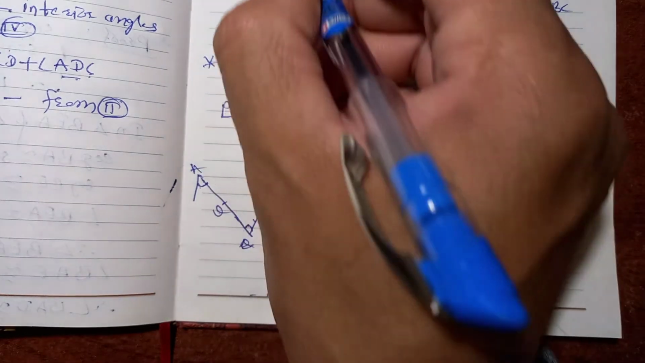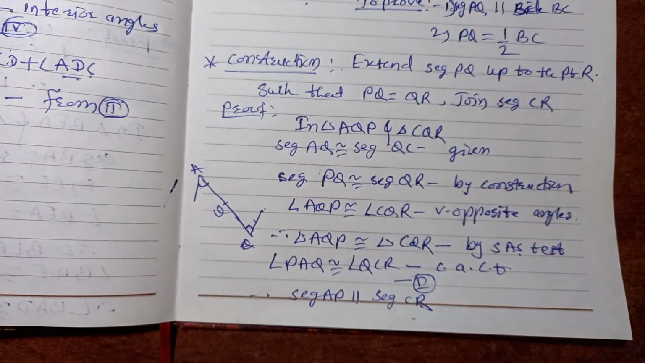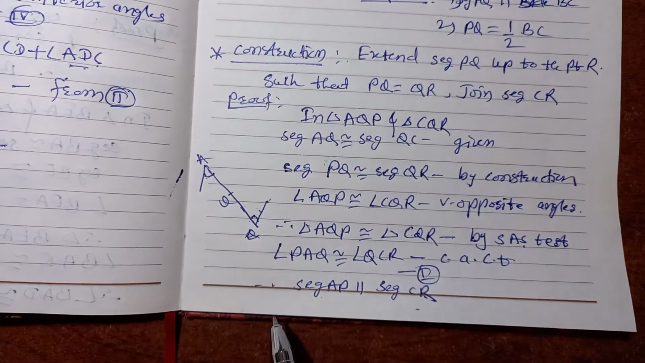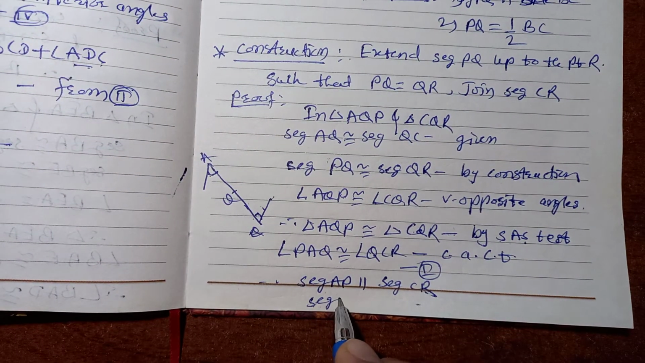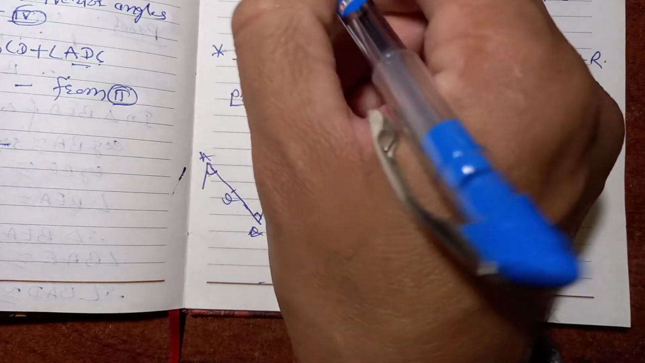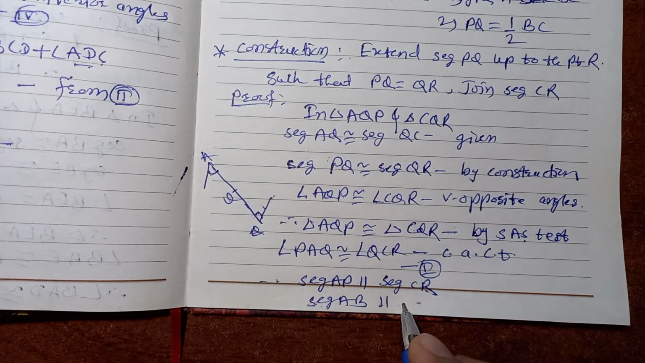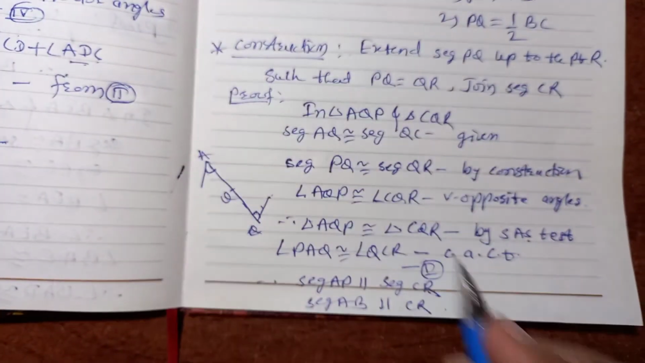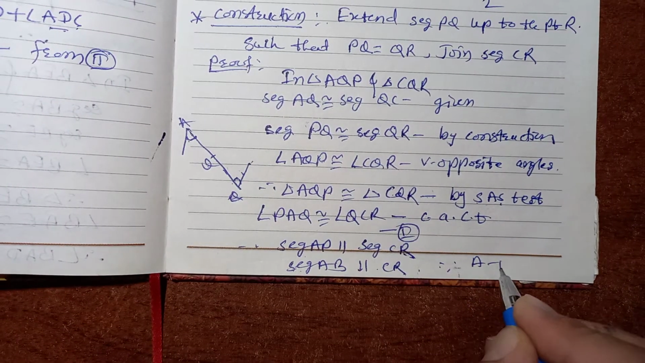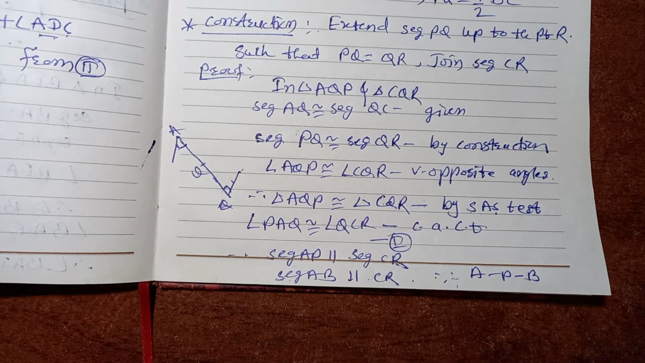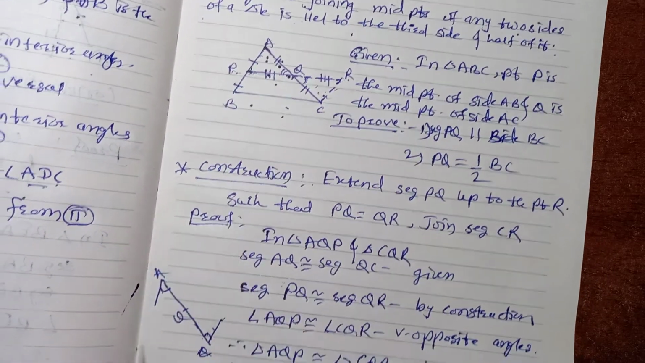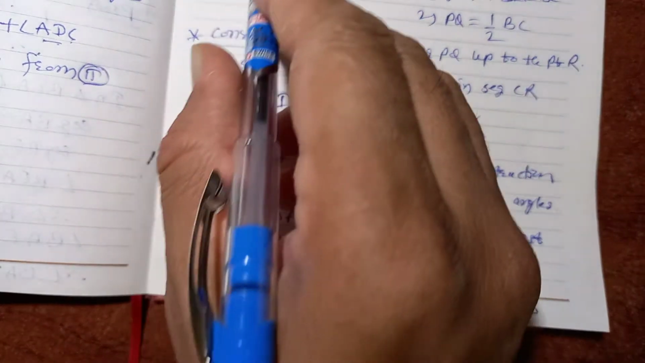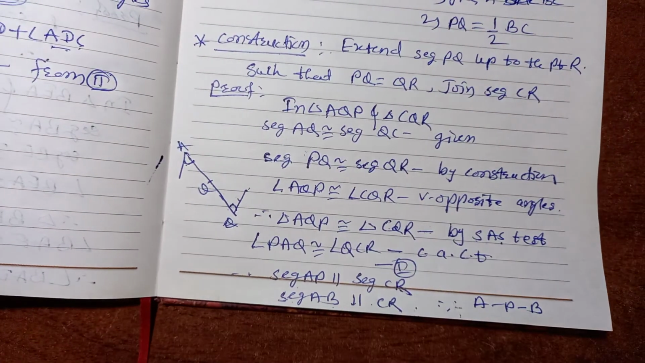Okay. If segment AP is parallel to CR, so can we say segment AB, this one, is parallel to CR? Reason: P is in between A and B. This P is in between A and B. So we can say AB is parallel to CR.